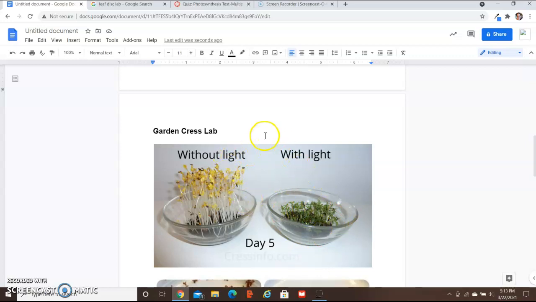Now, we talked about this in class. The without light ones, they were covered with tinfoil. Therefore, they were able to have some more humidity in there. The seeds were able to sprout faster and grow taller because it was more humid than the one with light. But they're yellow and eventually will wilt because they cannot continue to produce energy.